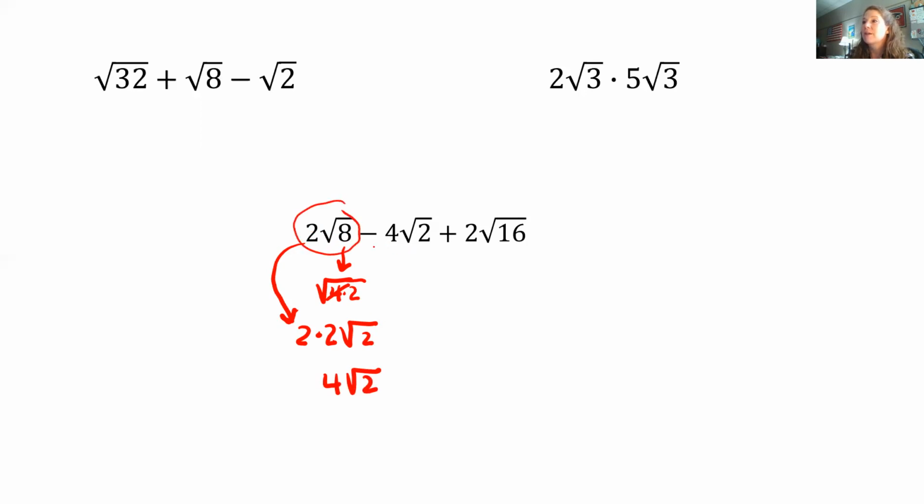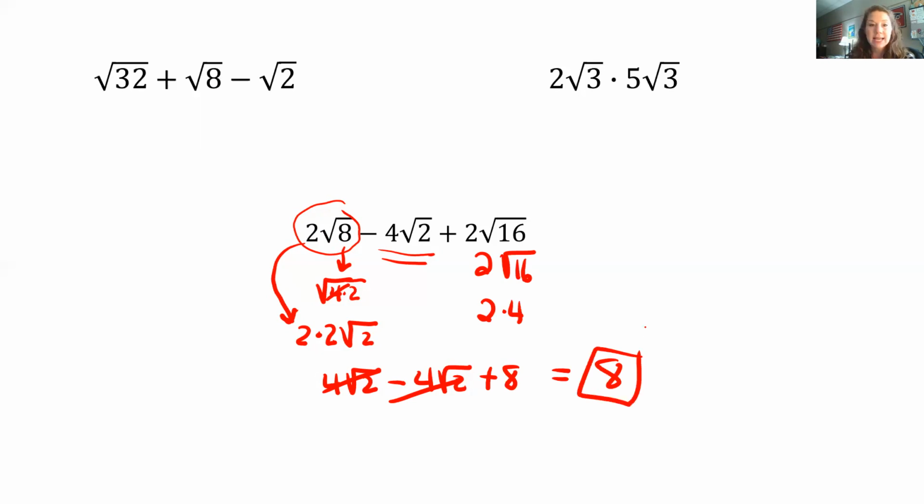Now, this cannot be simplified. Minus 4 square roots of 2. So what do you think 4 square roots of 2 minus 4 square roots of 2 is? 0. They cancel each other out. So what do we have left? Plus 2 square roots of 16. Well, 16 is a perfect square. 16 is 4 times 4. So 2 times 4. So my final answer is 8. 0 plus 8 is 8.